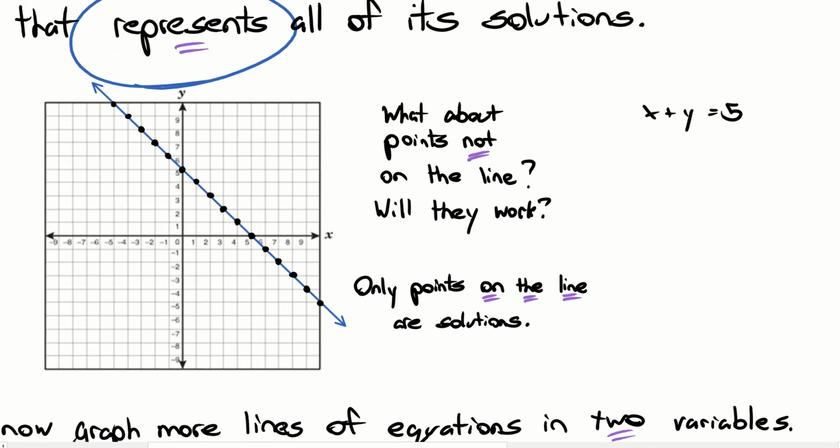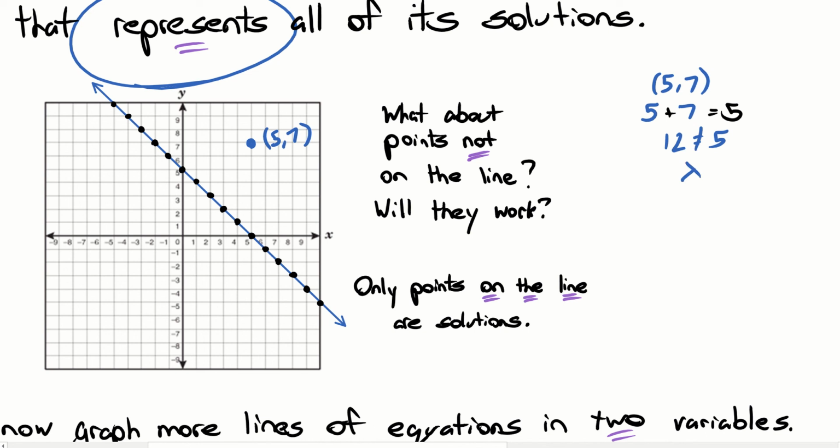Let's choose a point that's not on the line. Let's choose this random point right here. That happens to be 5, 7. All right, so let's see, does 5, 7 work? Well, let's get rid of x, replace it with 5. Let's get rid of y, replace it with 7. So we got 12 is equal to 5. No, that didn't work, because clearly 12 is not equal to 5.